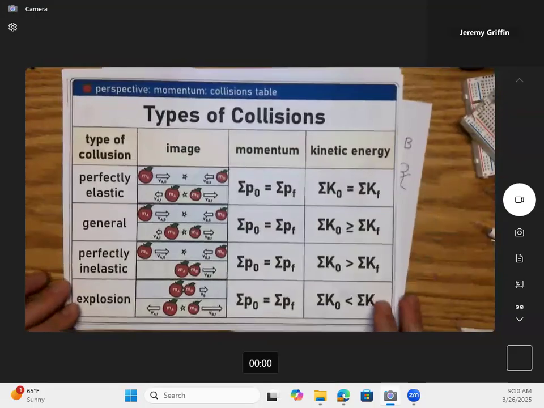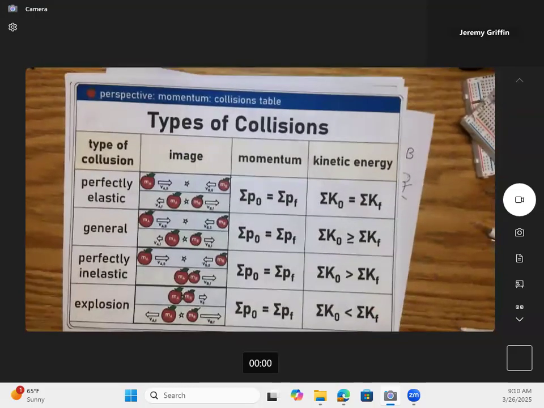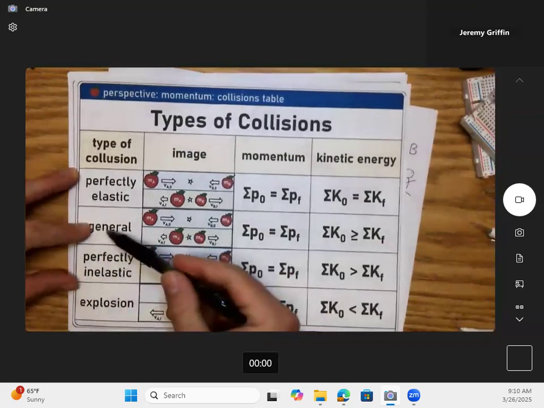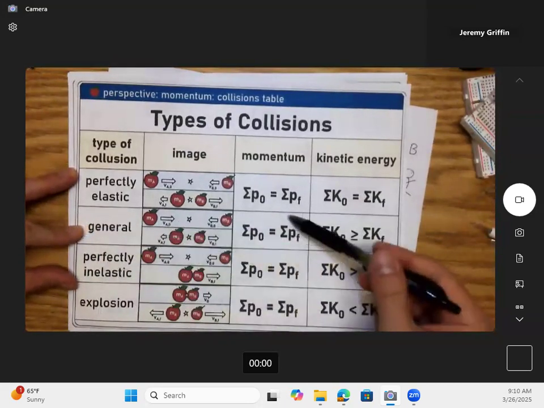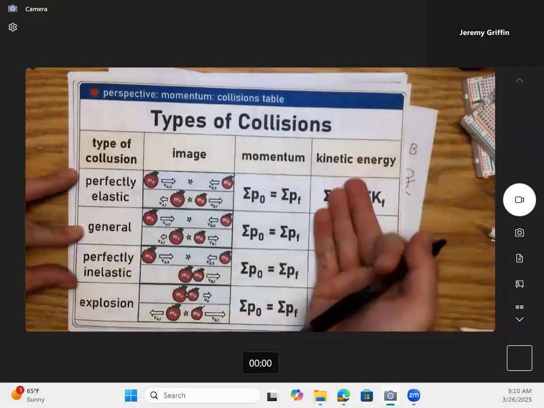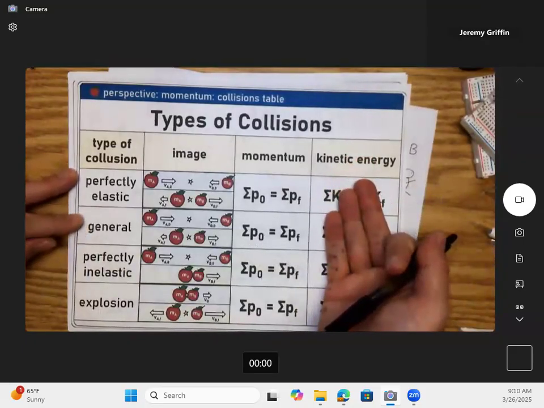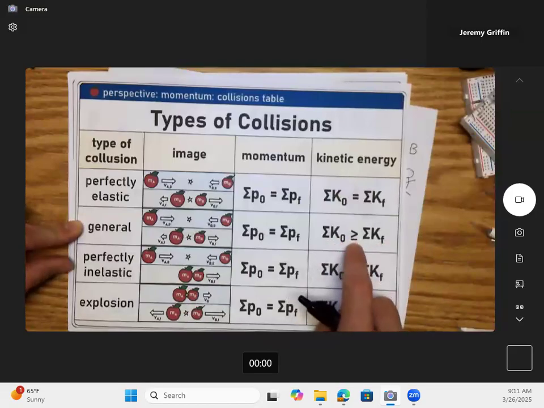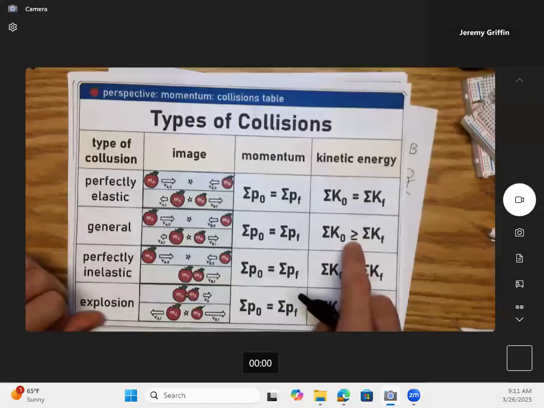So, types of collisions. We've got a whole spectrum here. Let's start right in the middle with a general collision. Momentum is always conserved. And guys, what happens to kinetic energy in general, for most collisions? Does kinetic energy due to a collision tend to increase or decrease? Decrease, it tends to decrease. That's why post-collision is going to be less than pre-collision. It could possibly be equal, but it's only going to be equal if it's what?